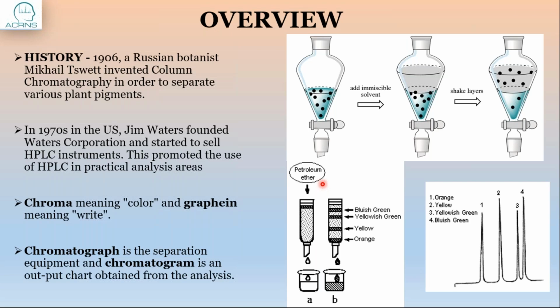So again, two phases are used. As we saw in the upper picture, there were two immiscible liquids. Here, there was a solid and a liquid phase. The solid phase was acting as a stationary phase, and the liquid phase was acting as a mobile phase. And what was done by Mikhail Tswett was the separation of different plant pigments.